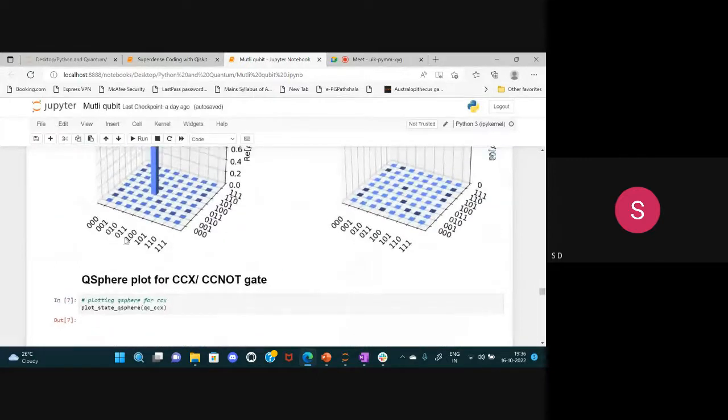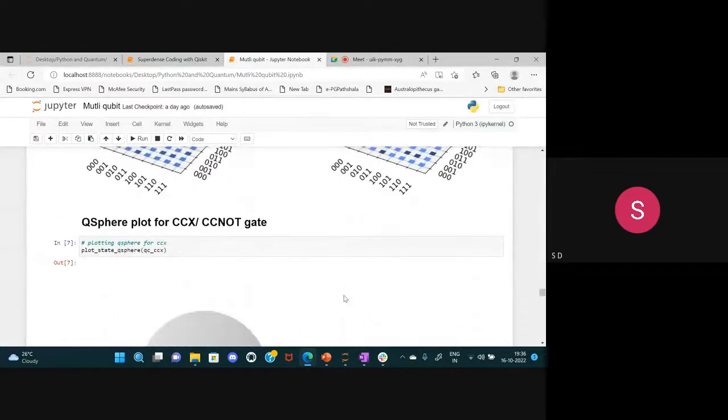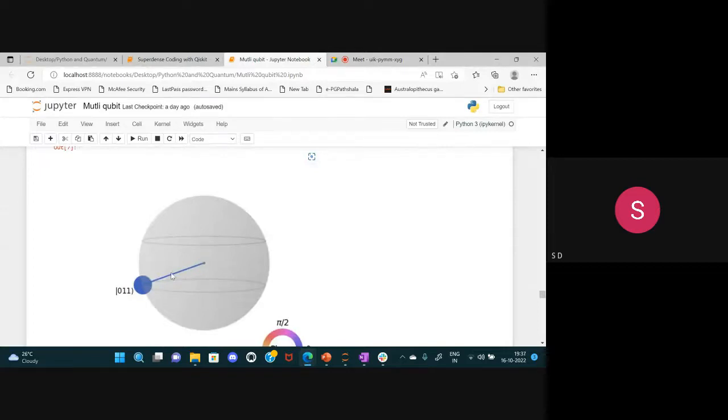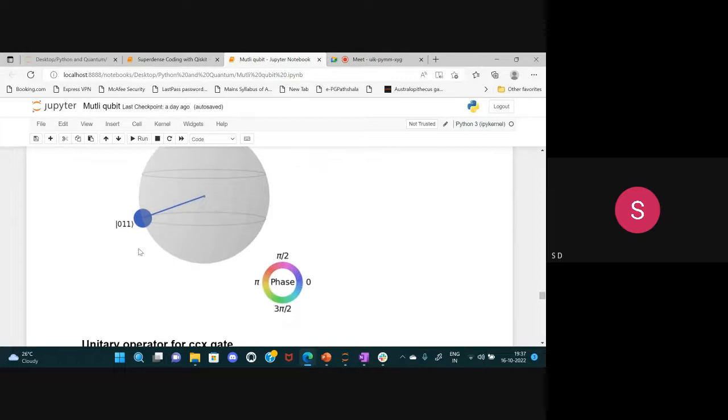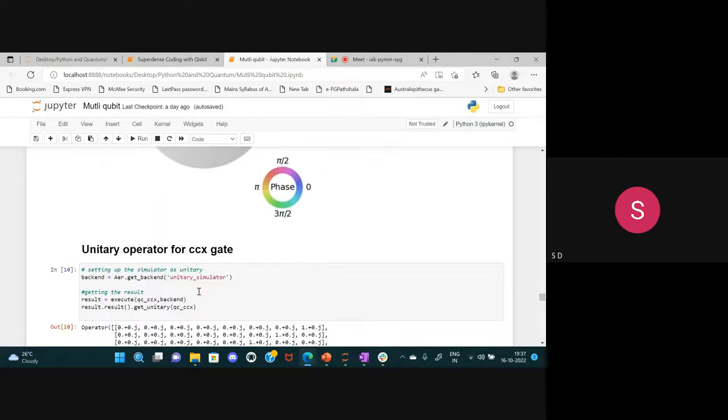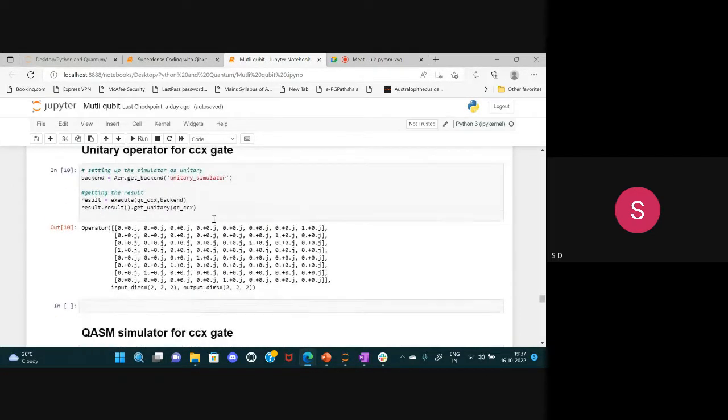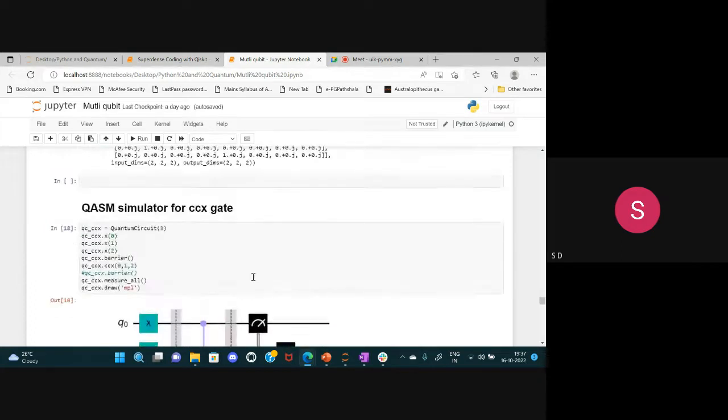See, we got 0 1 1. The same thing we also got in Q sphere. You got this 0 1 1. The same thing we also solved right now. Using the unitary operator is very tedious for this, so no need to worry about it.